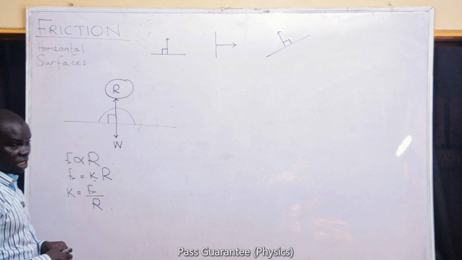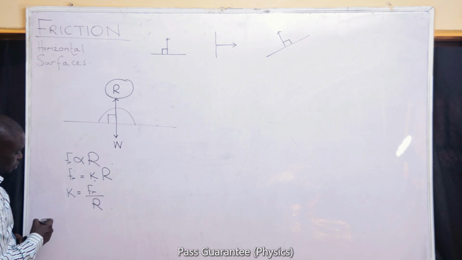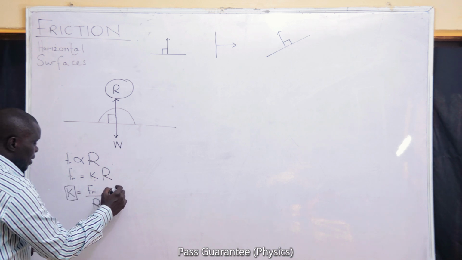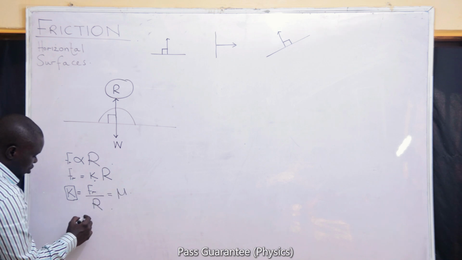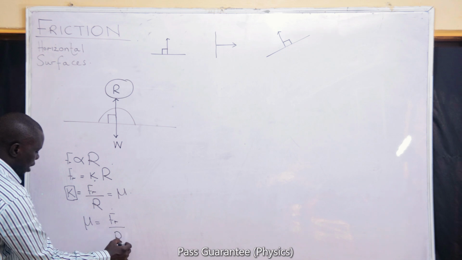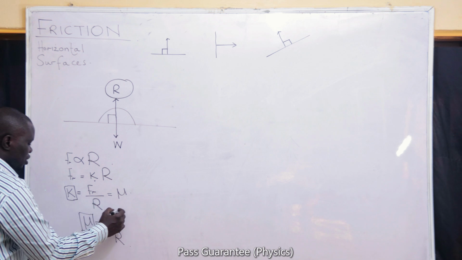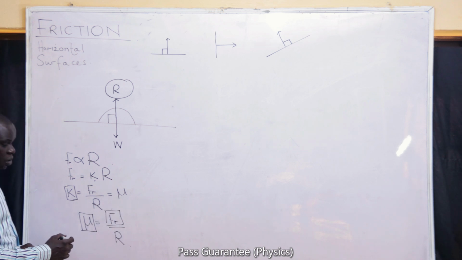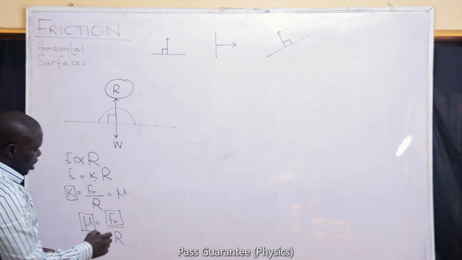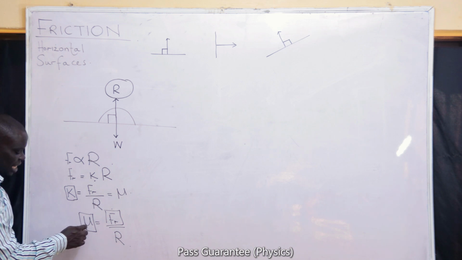And if K is equal to the friction divided by the normal reaction, it means that K being a constant, there's a better representation for that K, and we use the Greek letter mu to represent it. Mu is equal to friction over R. This coefficient will have the same name and description as the friction. Remember, we talked about two types of friction. If the friction is static friction, then this will be called the coefficient of static friction.